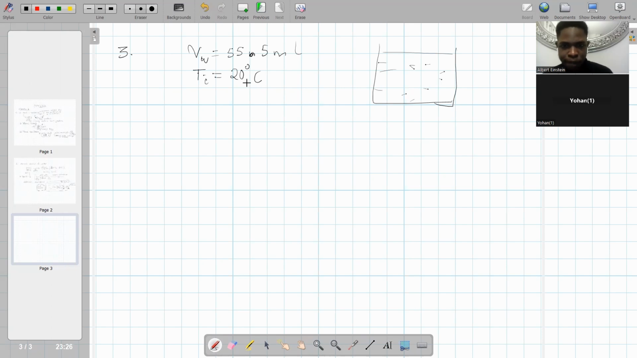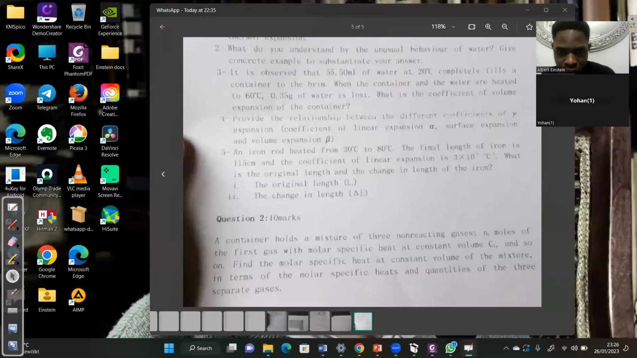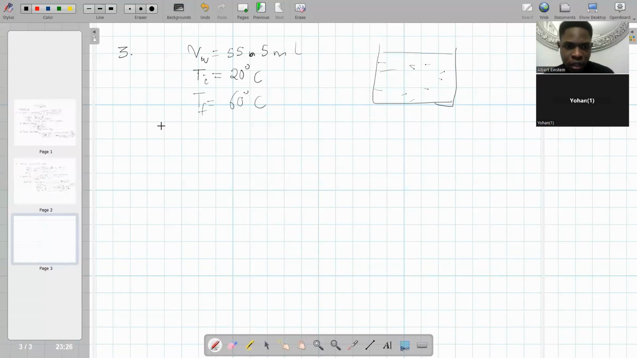When the container and the water in it are heated to 60 degrees Celsius, 0.35 grams of water is lost. This is a calculation. I forgot the formula. So water lost, the mass of the water that is lost is 0.35. What is the coefficient of volume expansion?